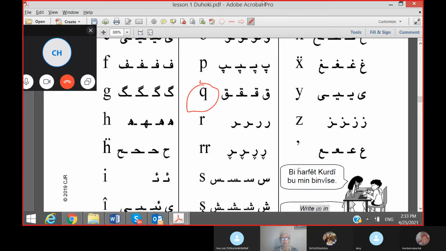There's a little soft spot right there, and that's where the Q sound starts. Qa, qa. It's not a G, and it's not a K. It's a Q, qa. And this is a sound you'll need to practice with your language helper in person.